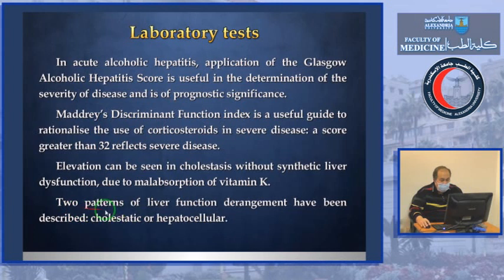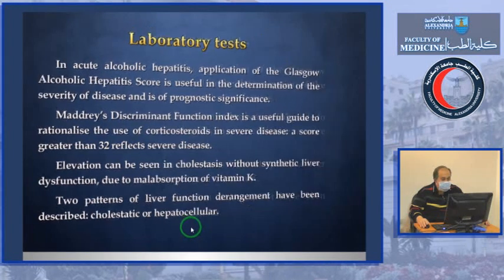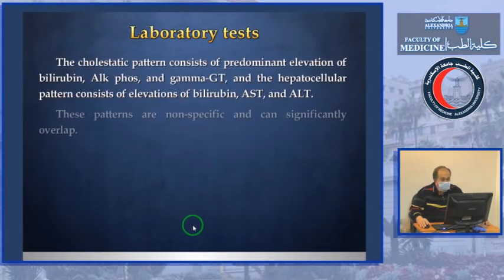So two patterns of liver function derangement have been described, cholestatic and hepatocellular. The cholestatic pattern consists of elevation of bilirubin, alkaline phosphatase, and gamma GT, and the hepatocellular pattern consists of bilirubin, ALT, and AST. These patterns are non-specific and significantly overlap.